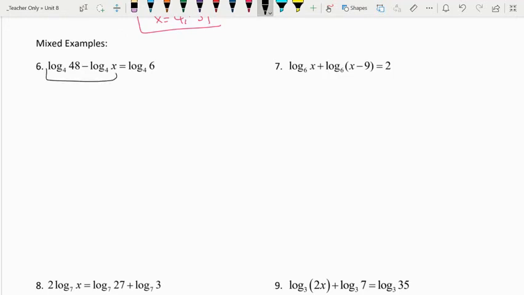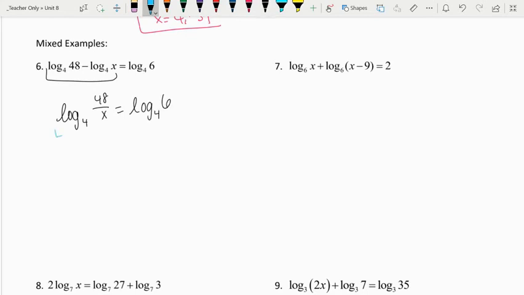You cannot drop logs when there's more than 2. There needs to be 1 on each side in order to drop them. So I don't want you to think about dropping them right away. We want to make sure that we have everything condensed if we can, because if we can, we should. So on this one, it would be log base 4 of 48 divided by x, because it's a subtraction, right?